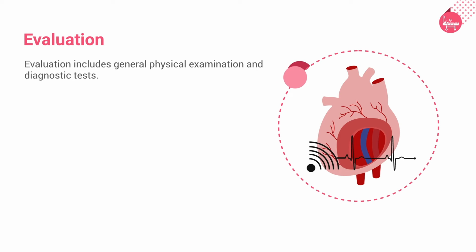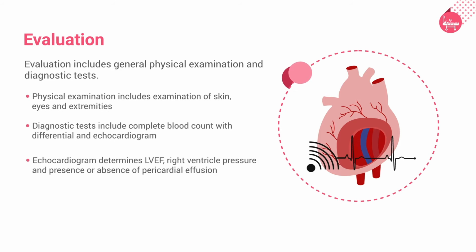The evaluation of hypotension includes general physical examination and diagnostic tests. The physical examination is a traditional approach to decide the need for fluid therapy and includes examining the skin, eyes, and the extremities. Examination of the skin and eyes includes examining the mucous membranes for any dryness and to look out for sunken eyes. Examination of the extremities includes checking for abnormal skin turgor, poor capillary fill, weak pulse, and cool extremities.